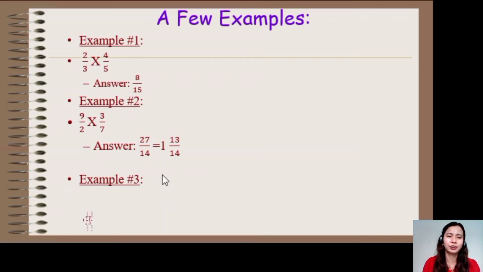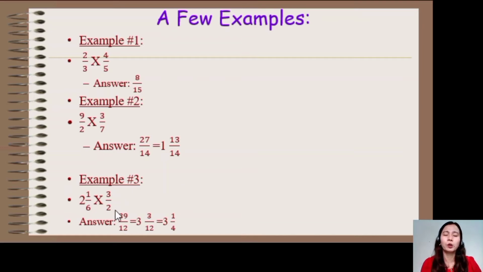So let's have another. 2 and 1 over 6 times 3 over 2. So we have here the mixed fraction. Change this into improper fraction. 6 times 2 is 12 plus 1, that is 13. Then copy the denominator. 13 over 6 times 3 over 2. 13 times 3, that is 39. Then we have 12. Because 6 times 2 is 12.